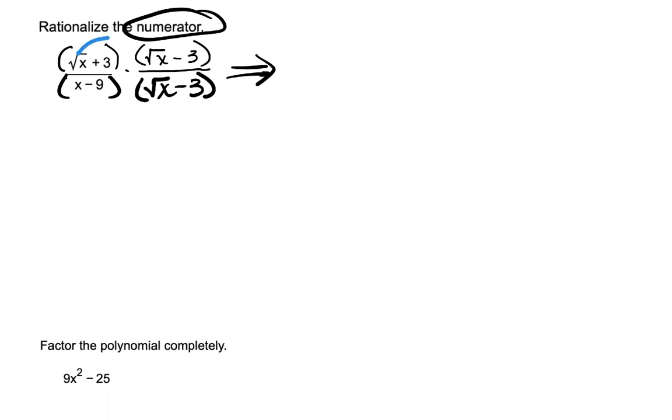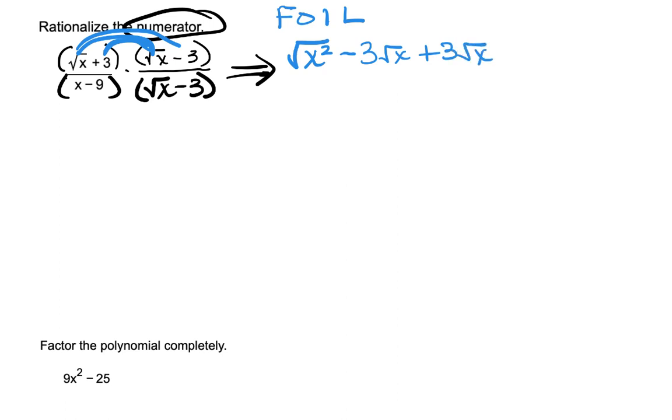First, square root of x times square root of x is the square root of x squared. We're doing the FOIL method. Remember, first, outer, inner, last. The outer would be negative 3 times the square root of x. The inner would be positive 3 times square root of x. And finally, the last, 3 times negative 3, which is negative 9. All right, that's the top.